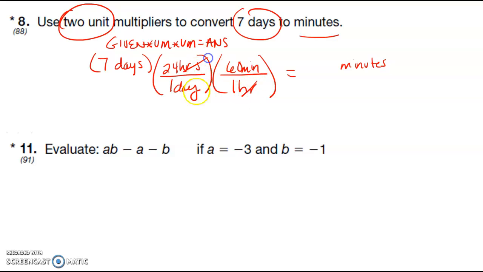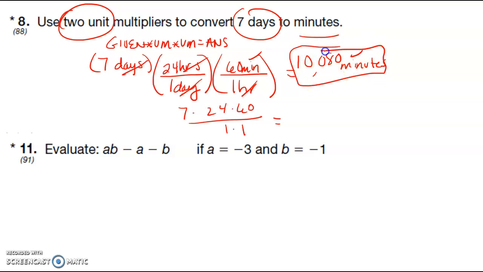So my hours cancel, my days cancel. I have minutes, which is what I want. I have 7 times 24 times 60 over 1 times 1. 60. And I get 10,080 minutes. Okay.